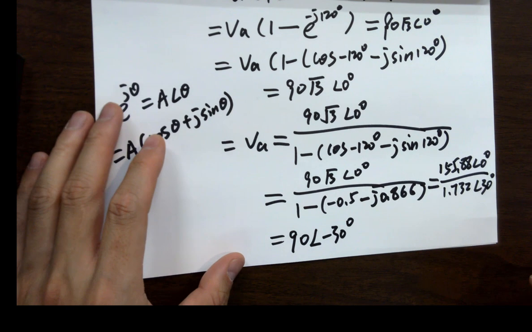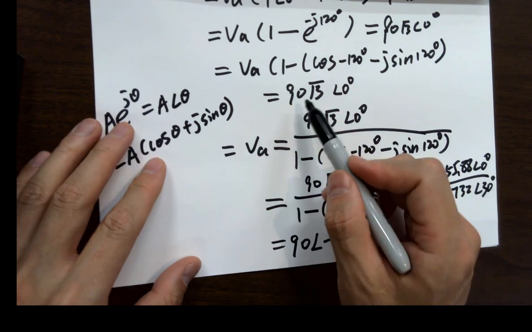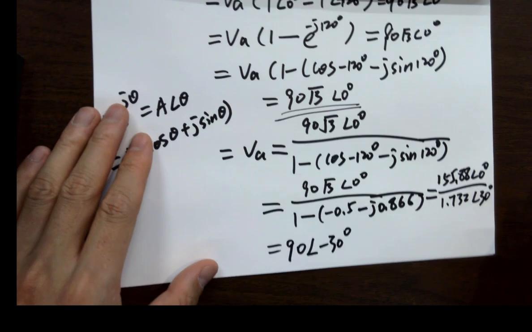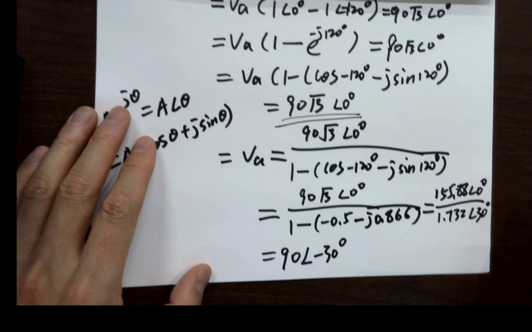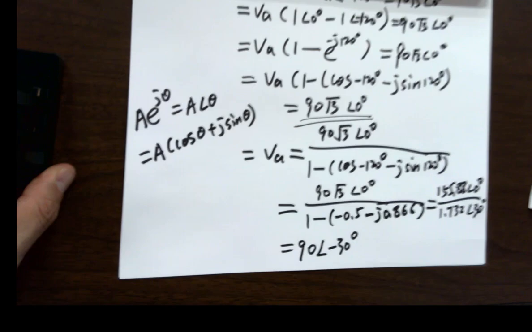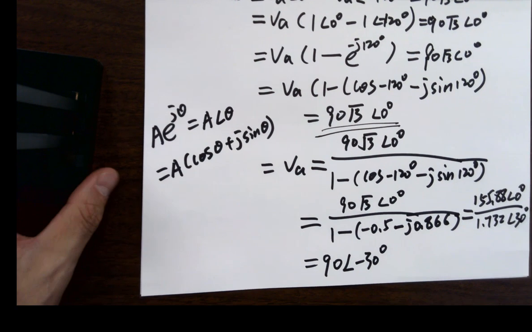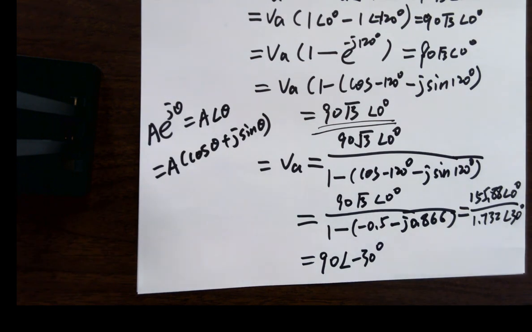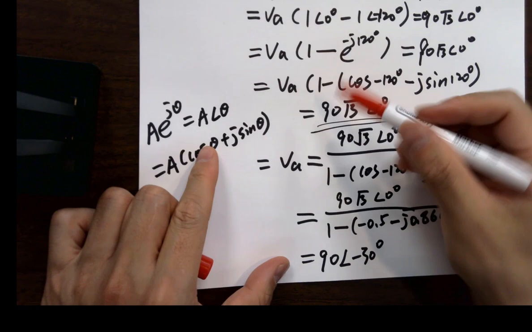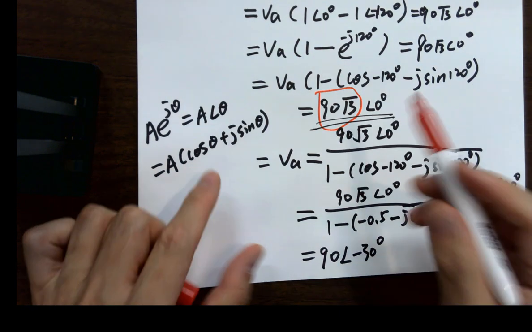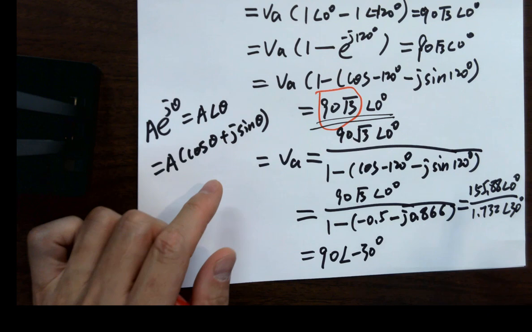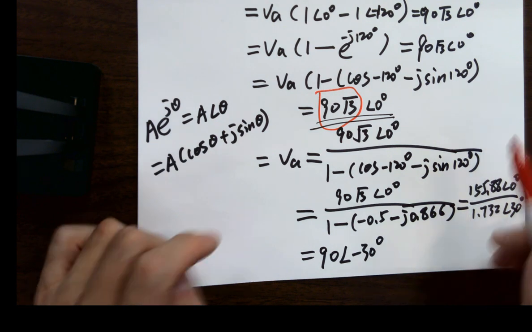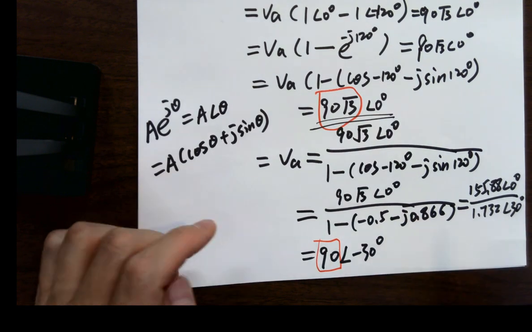So that's VA. If you compare with VAB, what's the difference? Can you draw a conclusion here? That's a very important conclusion from this chapter. What kind of conclusion? Just look at the magnitude. For a balanced three-phase system, the line voltage between lines will be square root of 3 times the magnitude of the node voltage of each line.